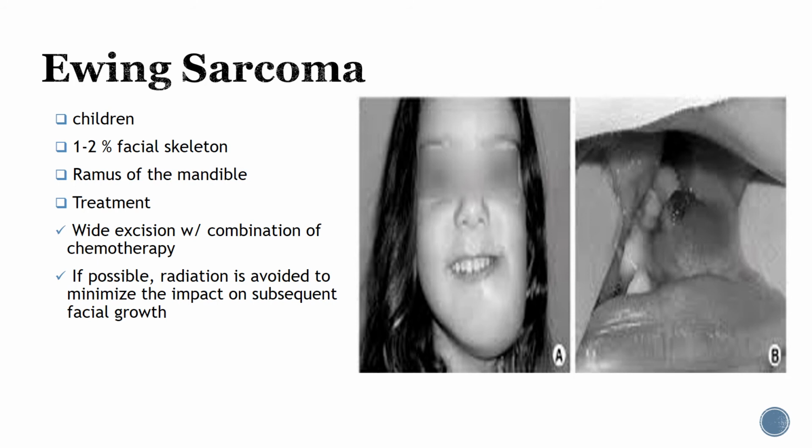Ewing sarcoma typically presents in children. A 1 to 2% incidence of presentation is in the facial skeleton. The most common site of diagnosis is in the mandible at the ramus, so the treatment typically entails wide surgical excision in combination with chemotherapy. If possible, radiation is avoided to minimize the impact on subsequent growth.